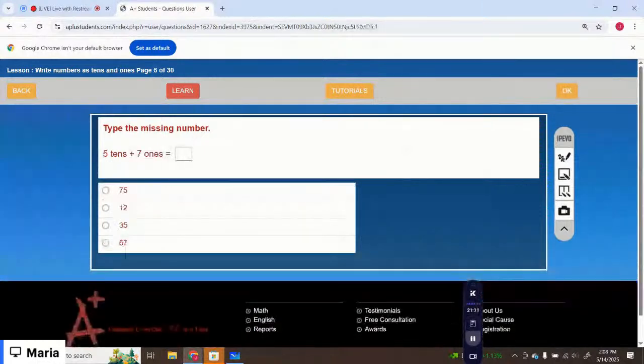Type the missing number: 5 tens plus 7 ones. Which is the correct option? 5 tens and 7 ones make 57. The last option is the correct option.